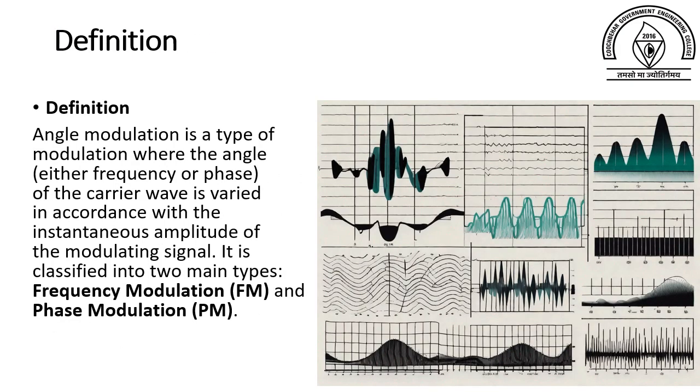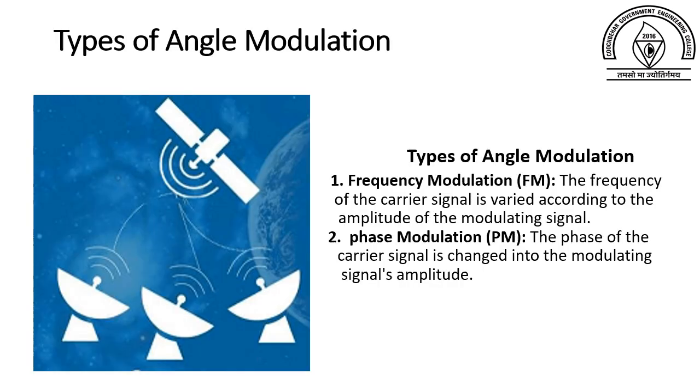Next, the definition. Angle modulation is a type of modulation where the angle, either frequency or phase, of the carrier wave is varied in accordance with the instantaneous amplitude of the modulating signal. It is classified into two main types: one is frequency modulation and the other is phase modulation.